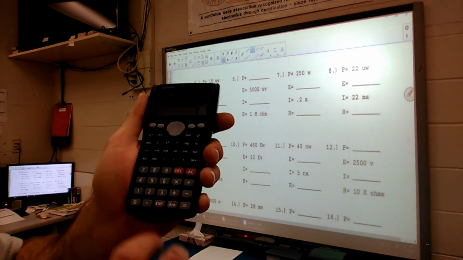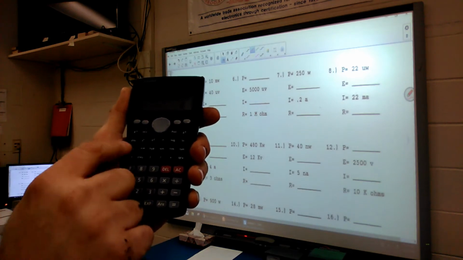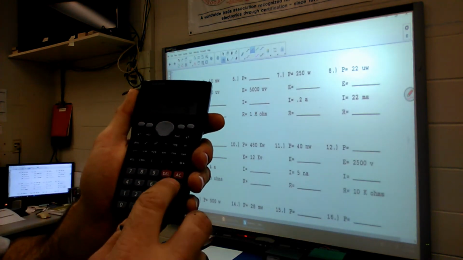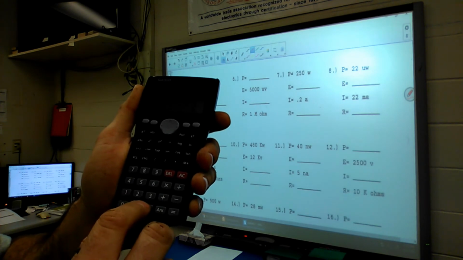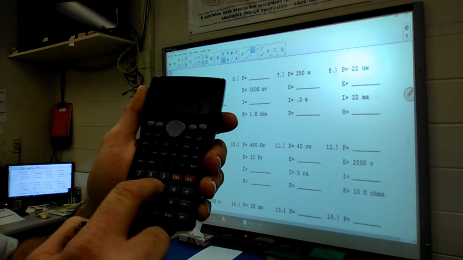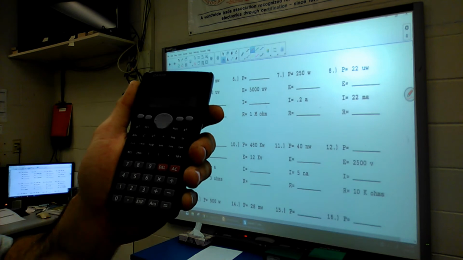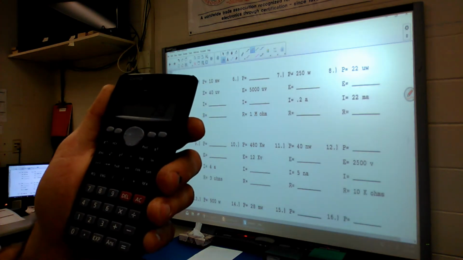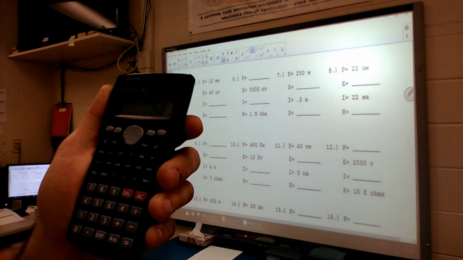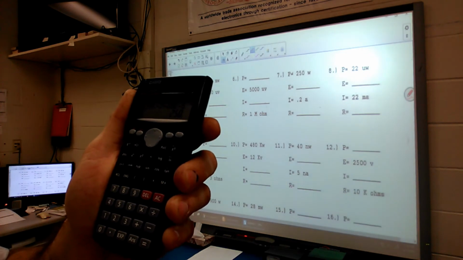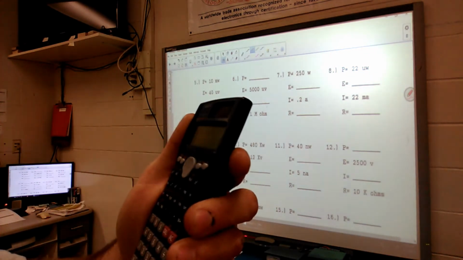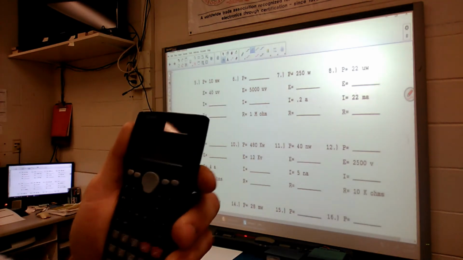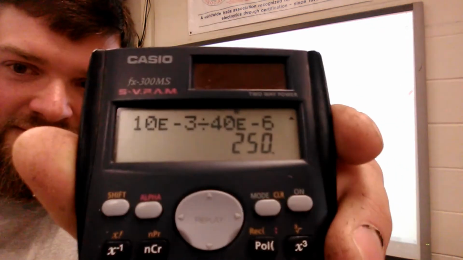10 exponent negative 3 divided by 40 exponent negative 6. Ooh, that's quite a bit. Make sure I put that in right. Yep, 10 milli divided by 40 micro. That's 250 amps. You can see that, right?